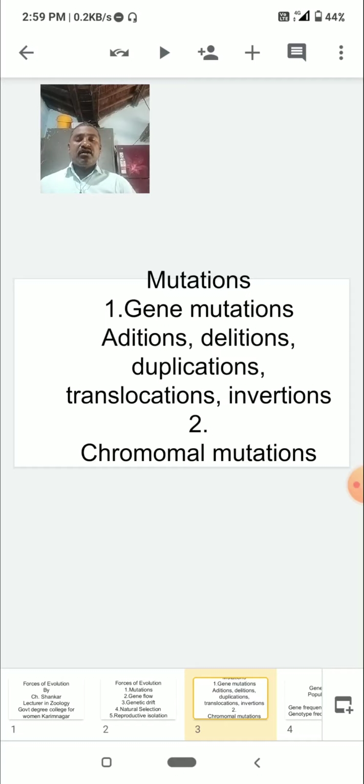So, this is about mutations. Actually, mutations are very important. Mutations play a key role in evolution. Whatever changes take place in organisms must be changes in the genetic material. Mutations take place in DNA, or in some RNA viruses, for example coronavirus.